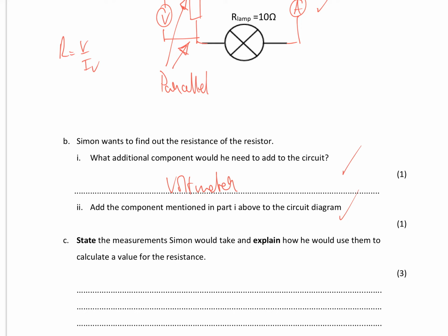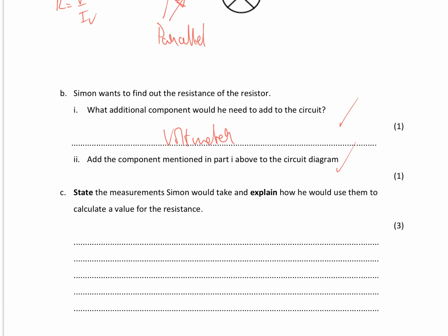And we've added it in the circuit. State the measurements Simon needs to take and explain how to use them to create a value for the resistance. Well, as I said before, here you need to measure the voltage and the current and then divide it. I think those are where your 3 marks are going.